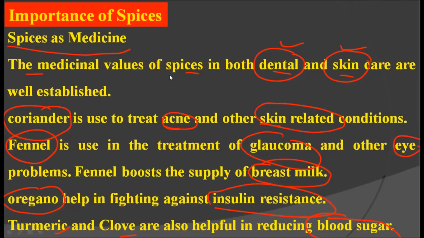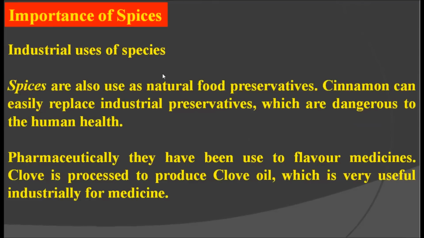Next we have the industrial use of spices. Spices are also used as natural food preservatives. Cinnamon can easily replace industrial preservatives which are dangerous for human health. Cinnamon is a spice producing plant.